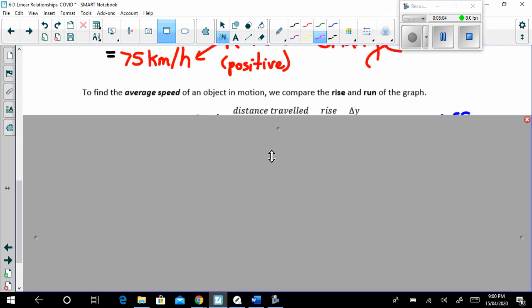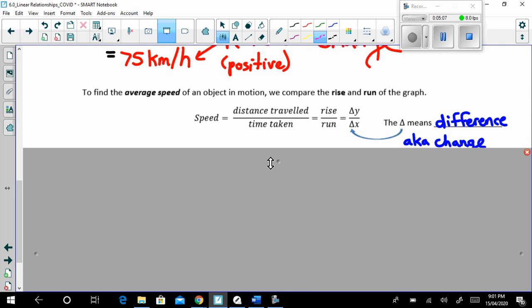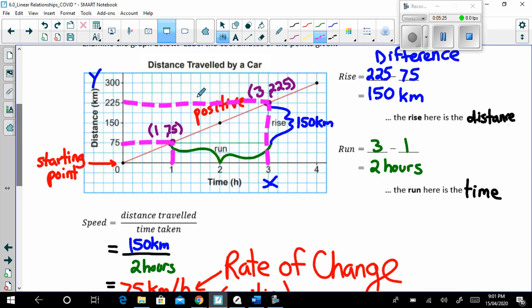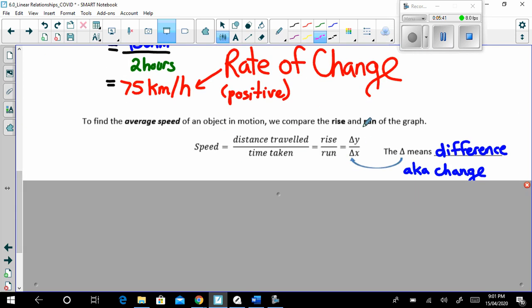But first, we're going to review what we just learned. Speed is distance divided by time. Our distance was calculated by the up and down change, the rise, and our time was calculated by the horizontal change, the run. Our rise is the difference between this point and this point, but just the vertical difference, and the run is the horizontal difference.